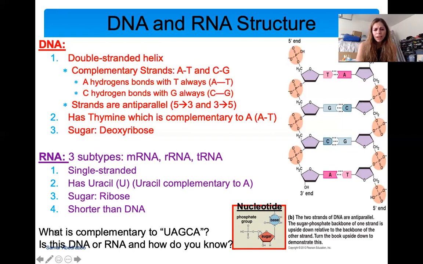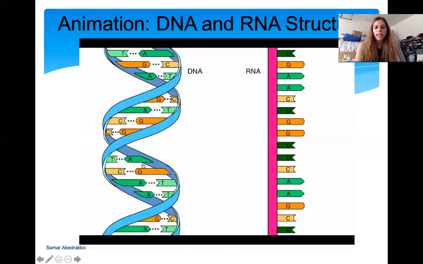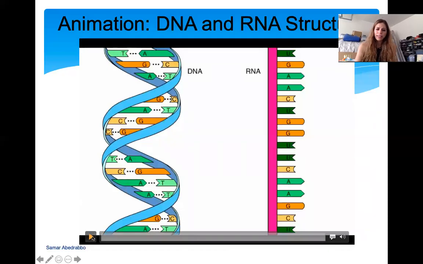Now, if I were to ask you, what is complementary to these bases, U, A, G, C, A? U, the complement to that is A. For A, it's U. For G, it's C. For C, it's G. And for A, it's U. And is this DNA or RNA? I know it's RNA because there's a U and there's no uracil in DNA. And here's a good video that explains this.